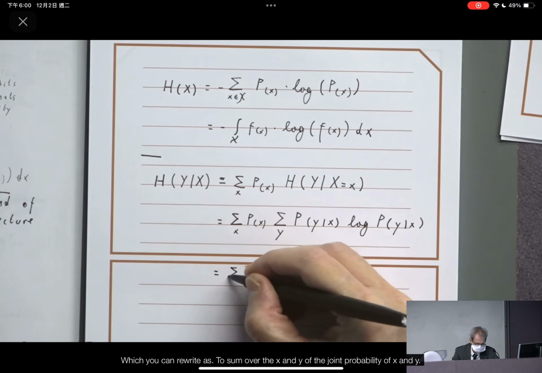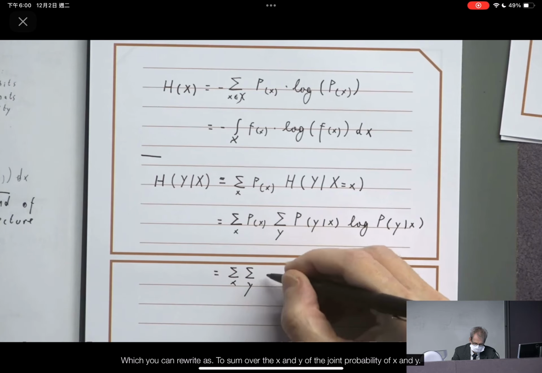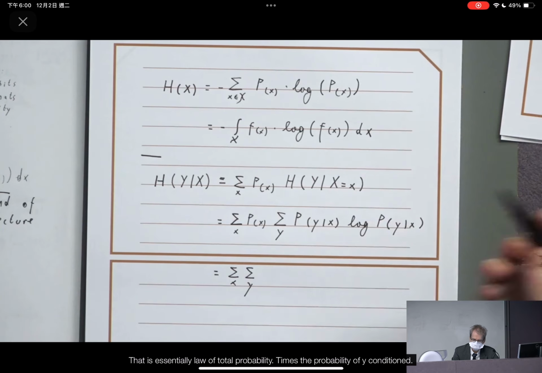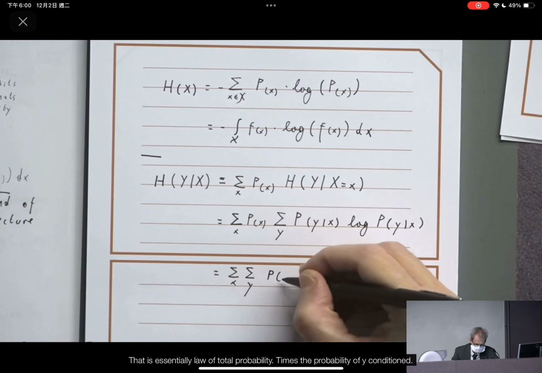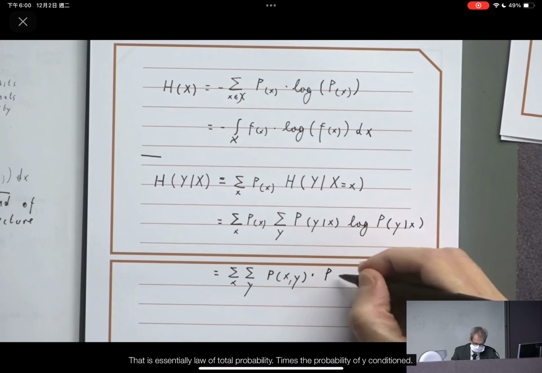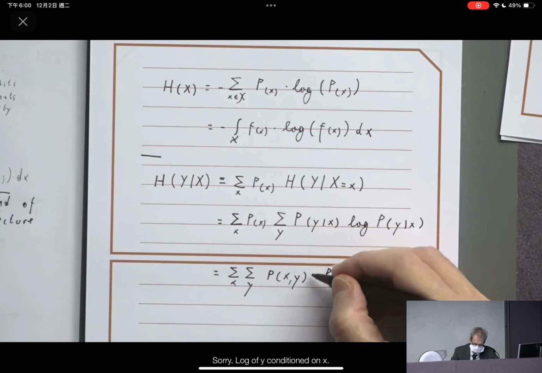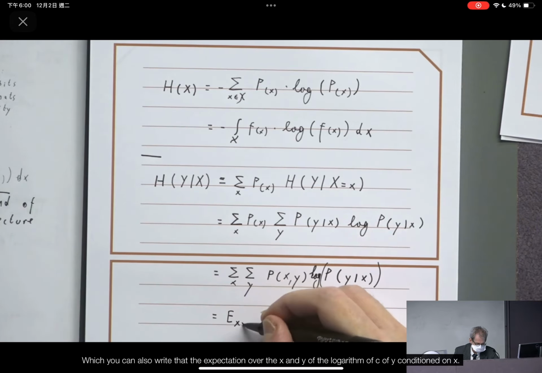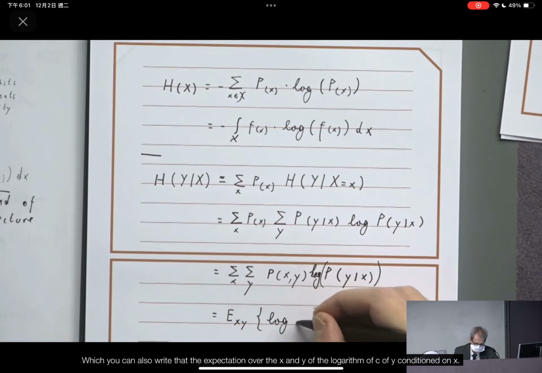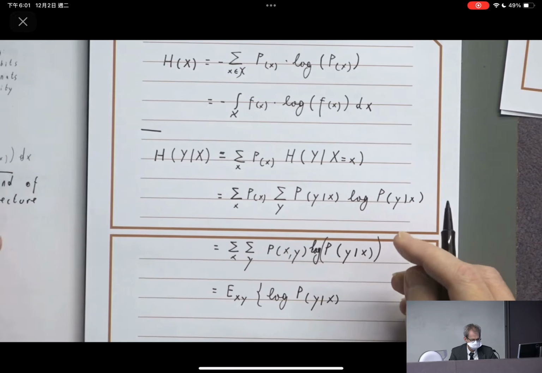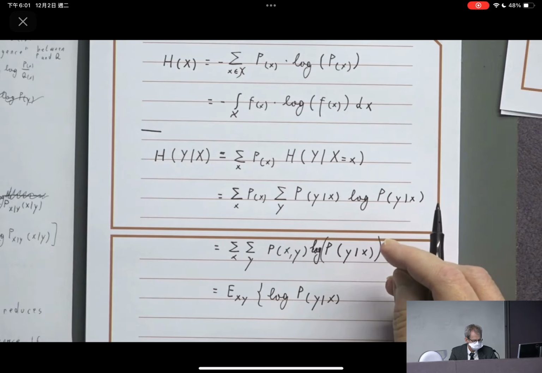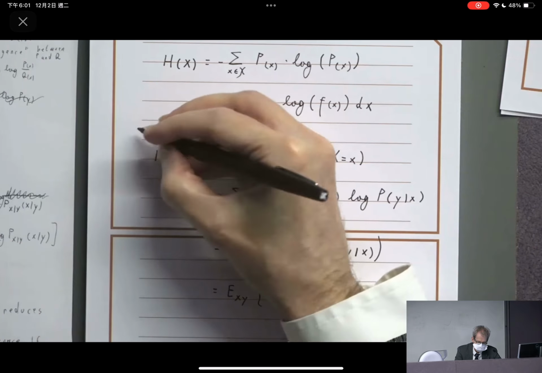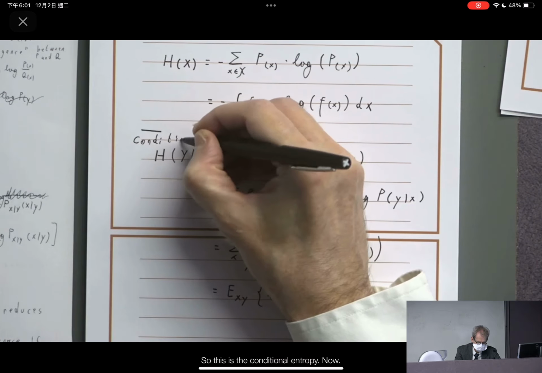which you can now rewrite as the sum over the x and y of the joint probability of x and y. And this is essentially the log, using the total probability, times the log of the probability of y conditioned on x, which you can also write as the expectation over the x and y of the logarithm of p of y conditioned on x. So this is the conditional entropy.